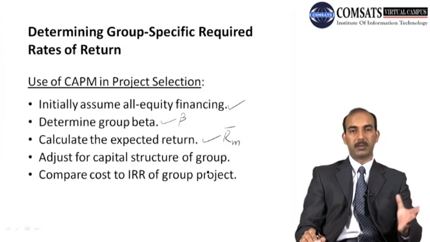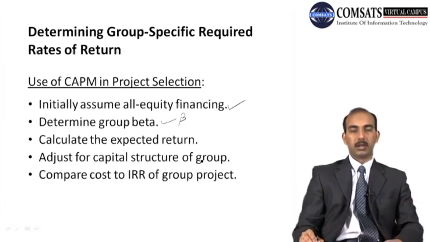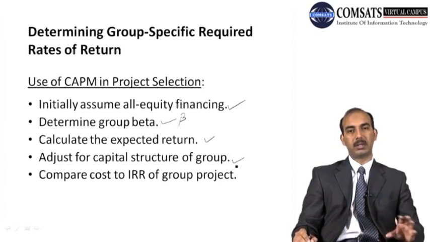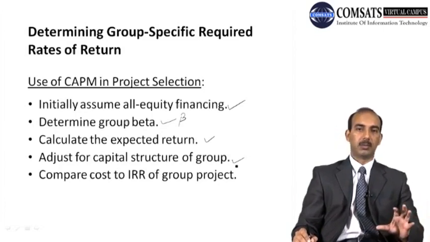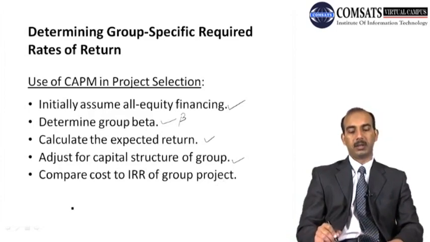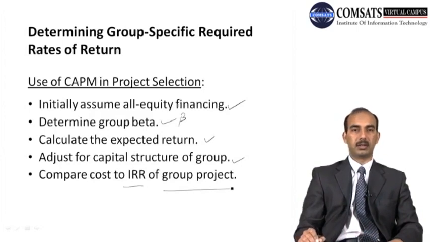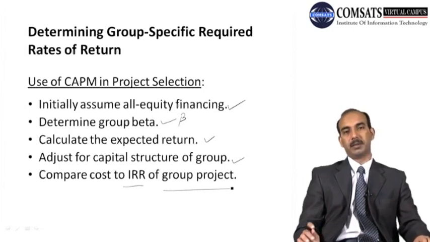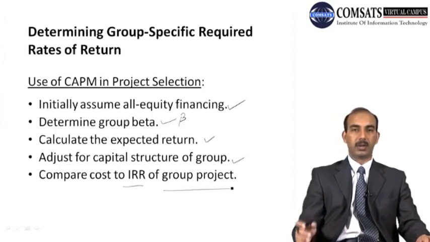उसके बाद हम capital structure firm के लिए उसको adjust करेंगे, and after determining the beta we calculate the expected return for that project and adjust for capital structure of the group, that is how much is out of debt and how much percentage is out of equity financing, and then we compare the internal rate of return with the cost we determined, that is the group specific required rate of return. And if the group specific required rate of return is less than the internal rate of return, we go for that project.